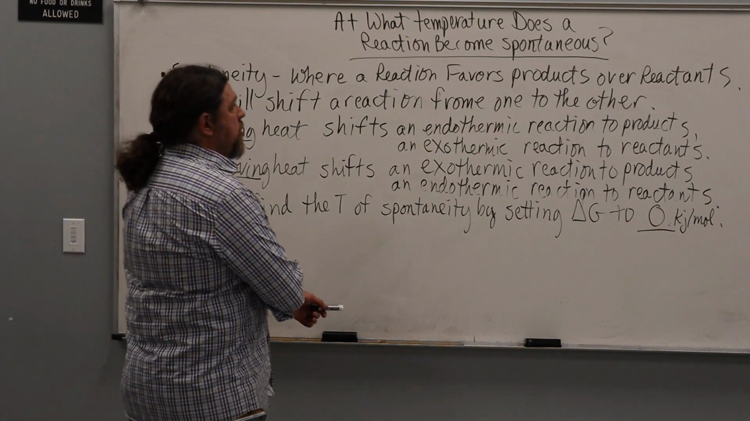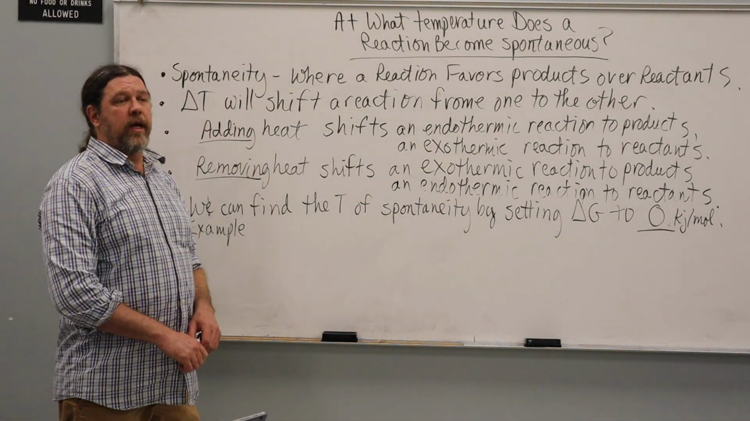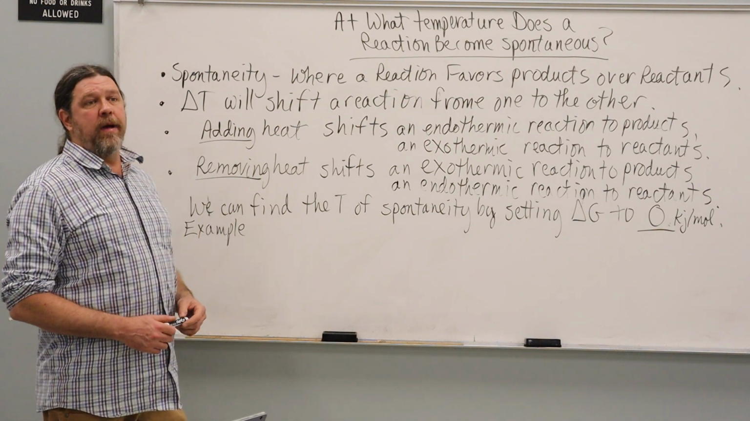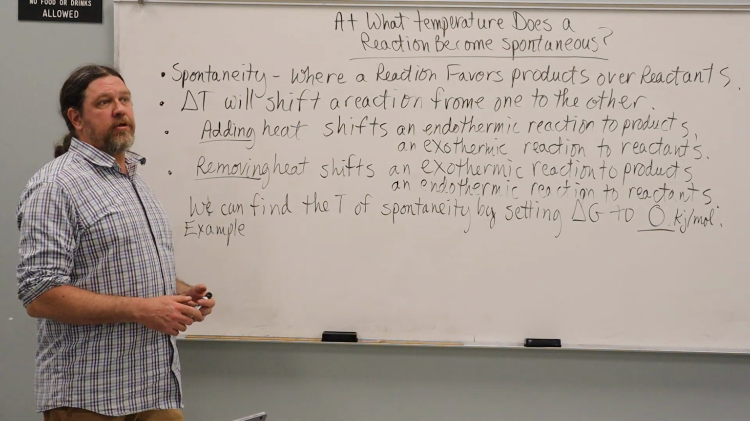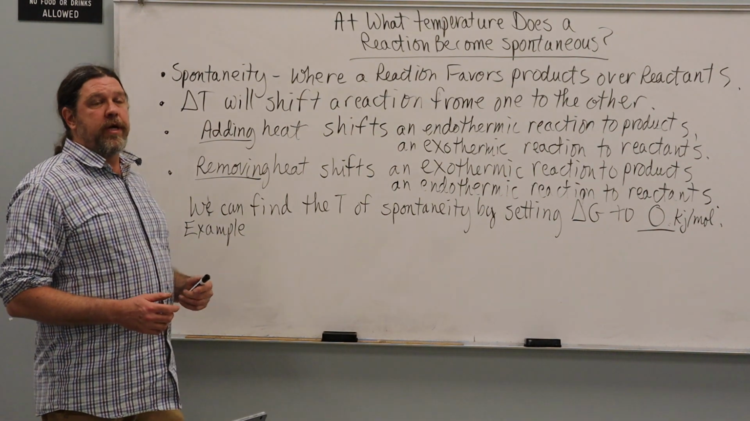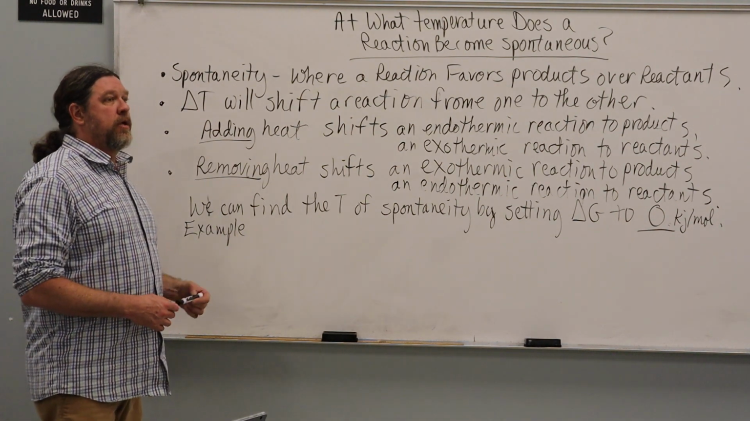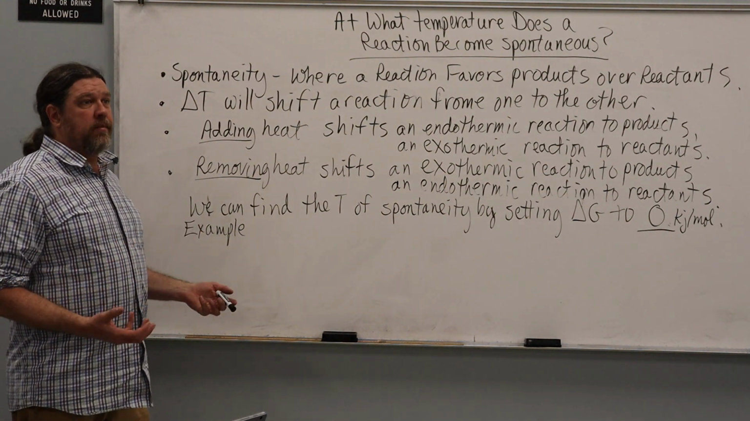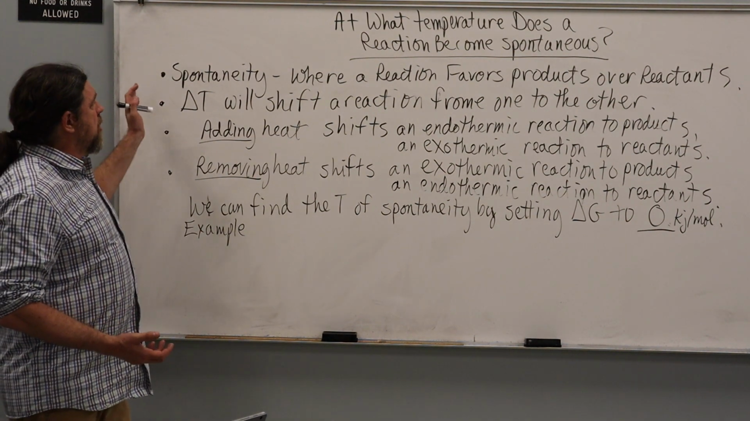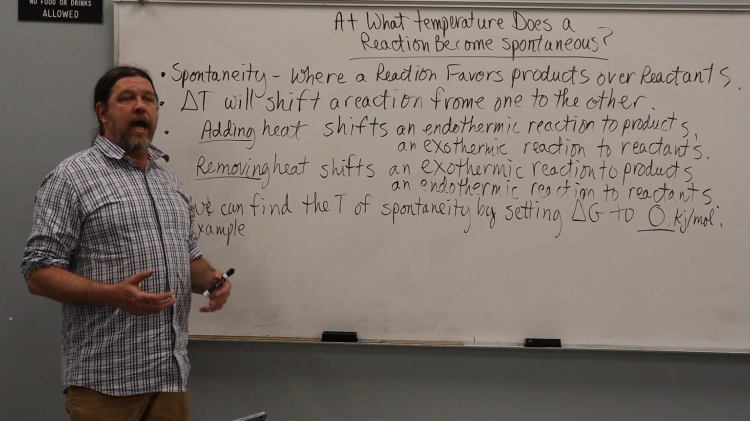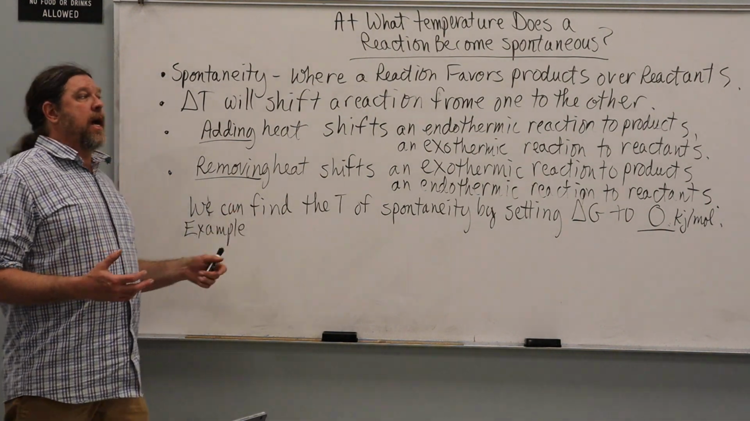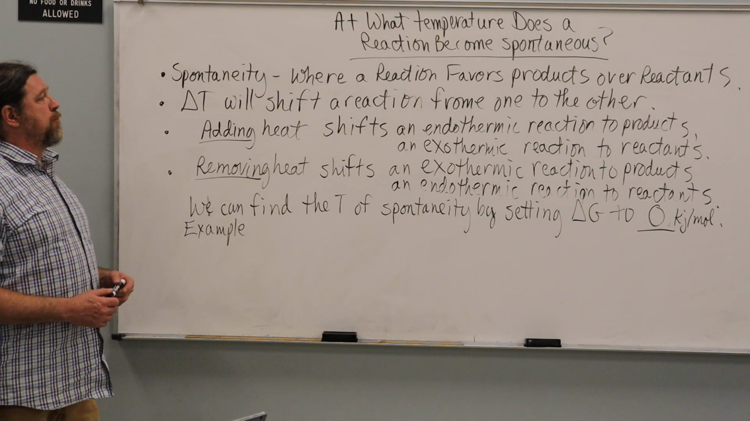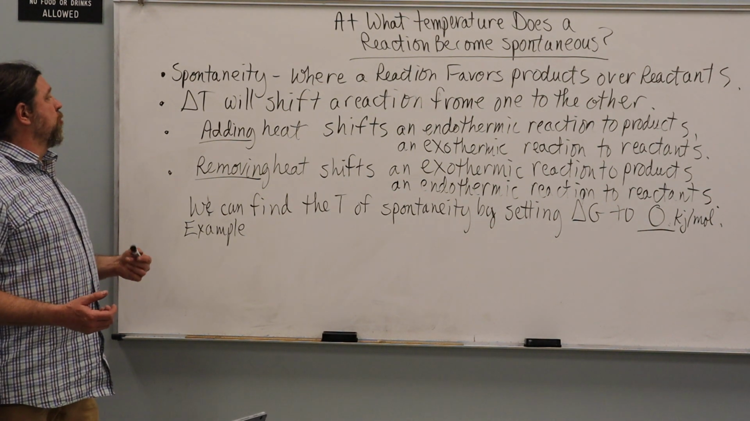So we can use Gibbs free energy calculations to provide us a very important piece of information that is very practical in chemical engineering and industrial production: the temperature at which a reaction becomes spontaneous. So let's first start off with a recap of what spontaneity actually means. Spontaneity is where a reaction favors products over reactants.